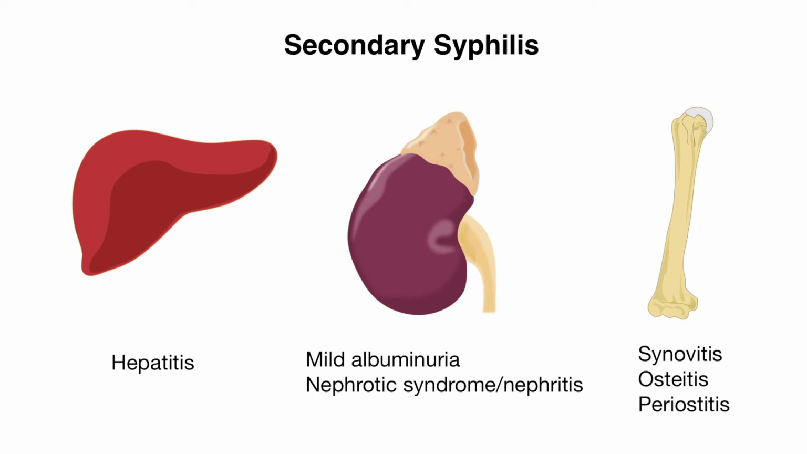And now that we're in a more disseminated stage of the infection, you can also have internal organ involvement. So you can have hepatitis. You can also have kidney involvement, which can present with mild albuminuria to a nephrotic or nephritic type of syndrome. The bones and joints can also be involved, so you can have a synovitis, osteitis, periostitis. I wouldn't worry too much about having to memorize all of these different presentations, but just knowing that there are different organs that can be involved in secondary syphilis is important to know.